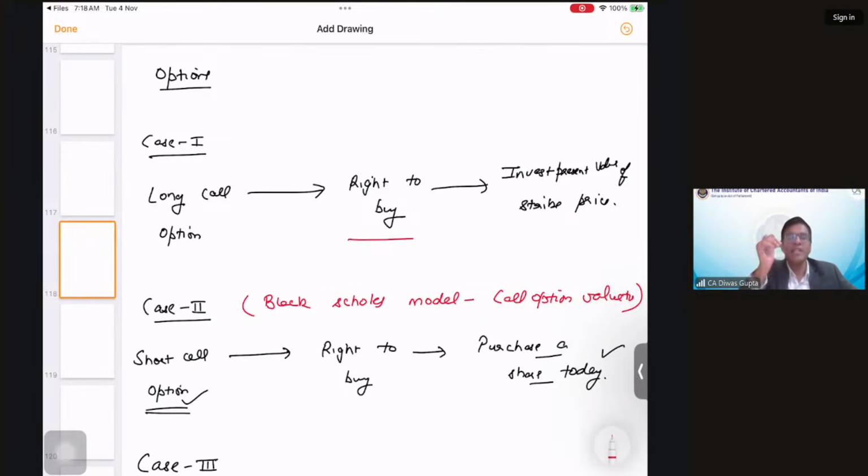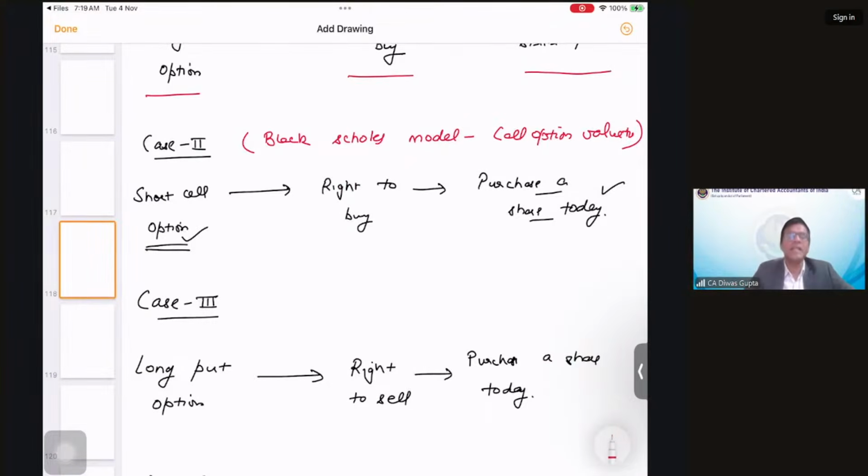Okay. So we will invest the present value of strike price as on today. And once the expiry comes, we will take the proceeds out of that investment of the present value of the strike price, which will be equivalent to the strike price now, and we will use that amount to purchase a share. So this is what we are doing. We are actually devising a strategy. Case 2.